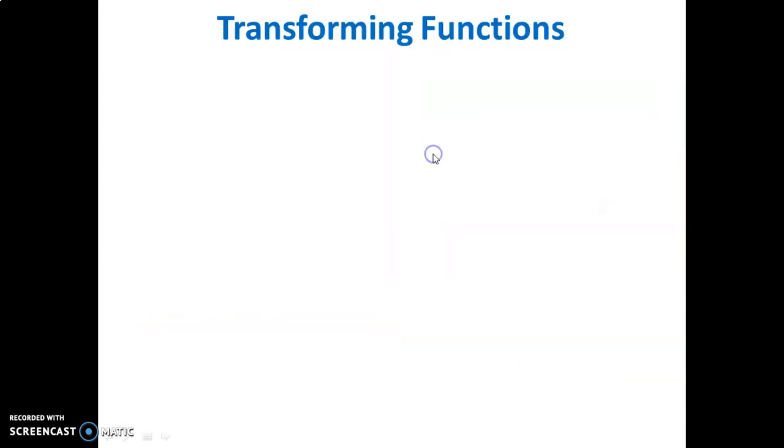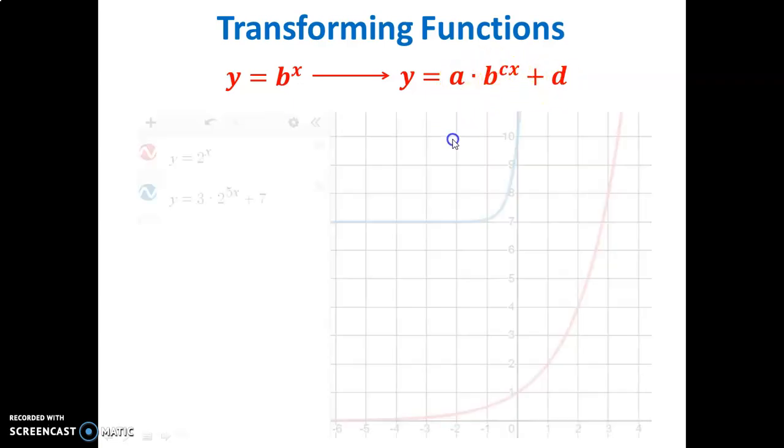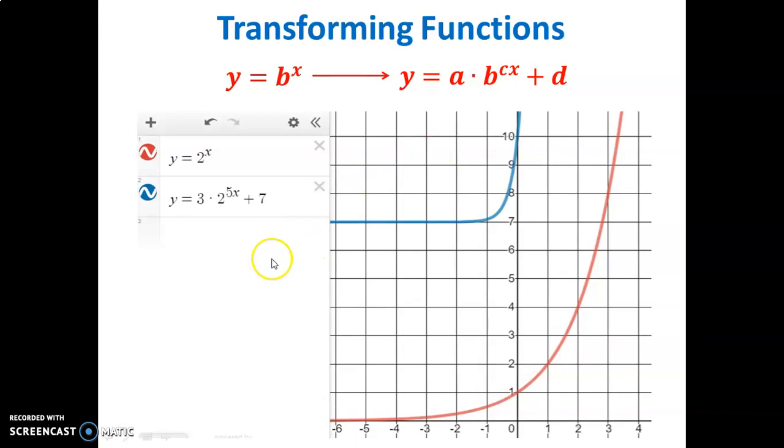Let's get rolling. Okay, so transforming functions. Let's begin with something like this. We know this is a basic exponential graph. That was a topic of our last unit. Now, if we took that one and rewrote it like this, we have all these new parameters here. We have a in front, we have a c with the x, we have a d at the end. As you may remember, each of those numbers we introduced has an effect on what the graph looks like. So let's take a look.